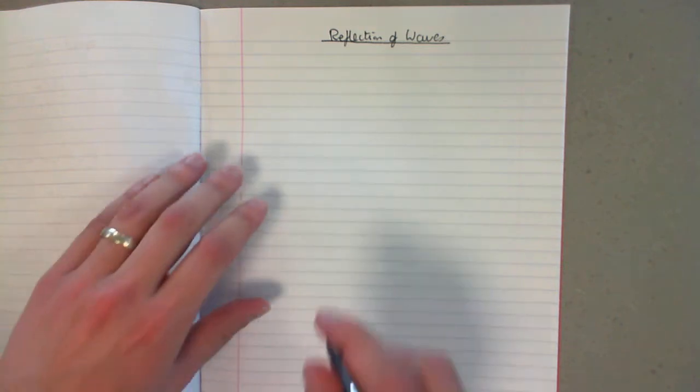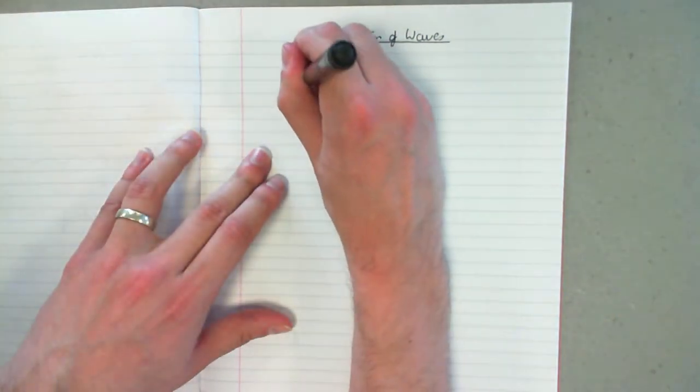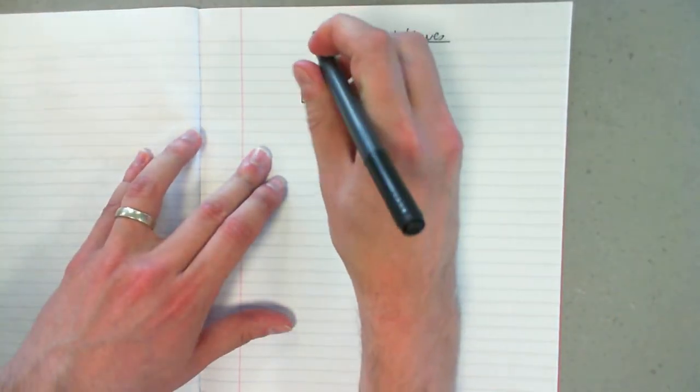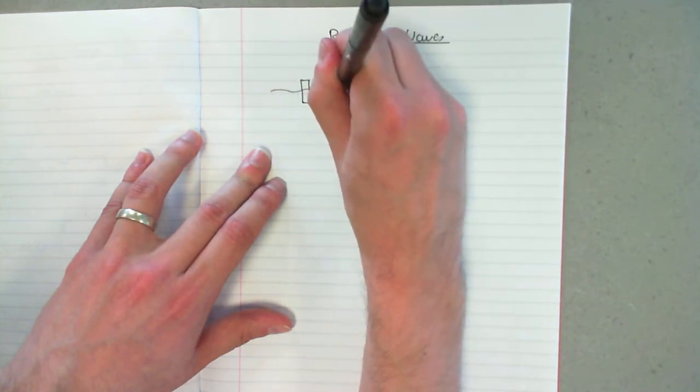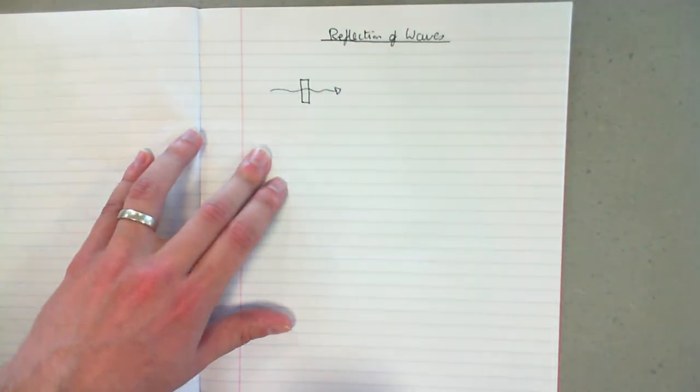This video is on reflection of waves, and this is for triple students only. So if we think about any wave and any material, they can either be transmitted, absorbed, or partially transmitted. So for example, if you think about a light wave and a window, the wave is transmitted, it goes through.